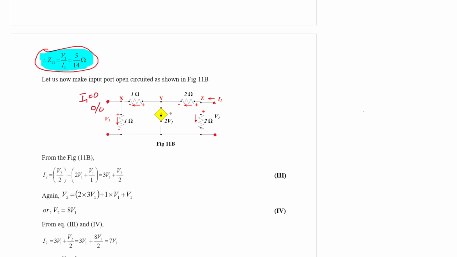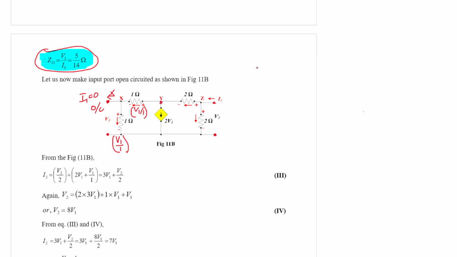Now if you analyze this circuit, the current through this 1 ohm resistance should be V1 by 1. Why? Because this voltage V1 falls directly on this 1 ohm resistance, so the current is voltage by resistance, V1 by 1, which is V1. Since this side is open circuited, no current flows through it, so this V1 by 1 current flows through this 1 ohm resistance as well.